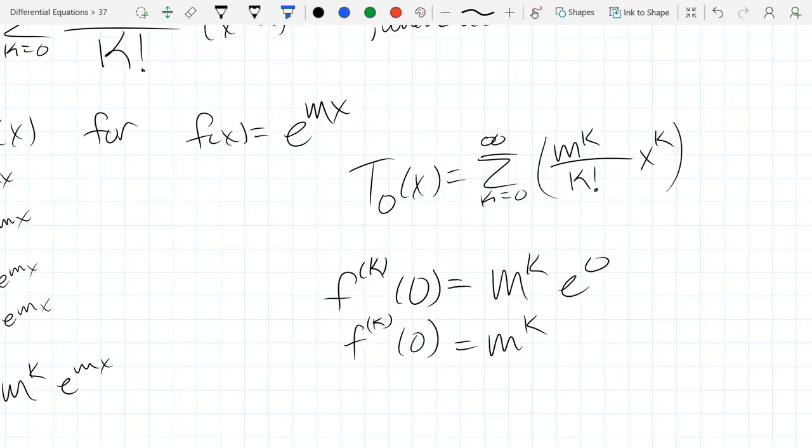So any questions on Taylor series? And just find the radius of convergence. You don't have to worry about the two endpoints, but find the radius of convergence.